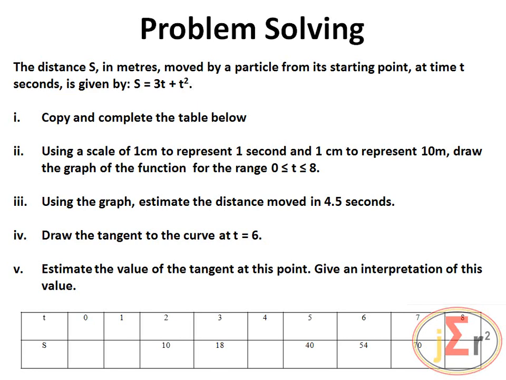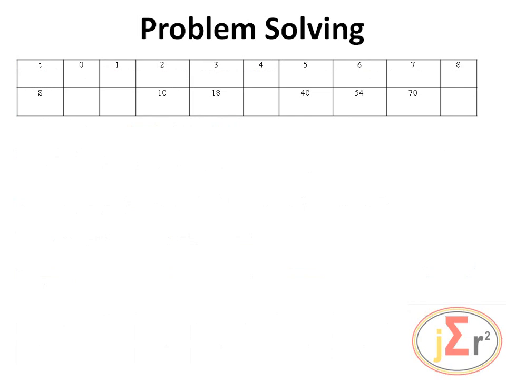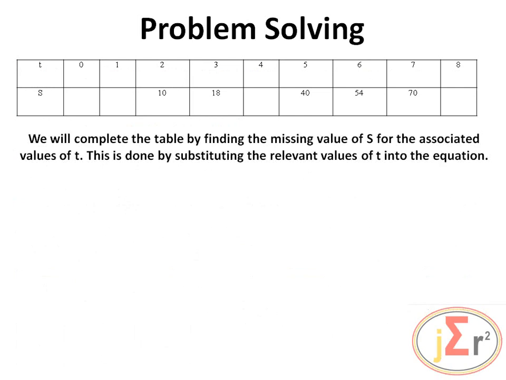Draw the tangent to the curve at t is equal to 6. Estimate the value of the tangent at this point and give an interpretation of this value. So our first duty is to complete that table. We will complete the table by finding the missing value of s for the associated values of t. This is done by substituting the relevant values of t into the equation. And let us see our equation is that.